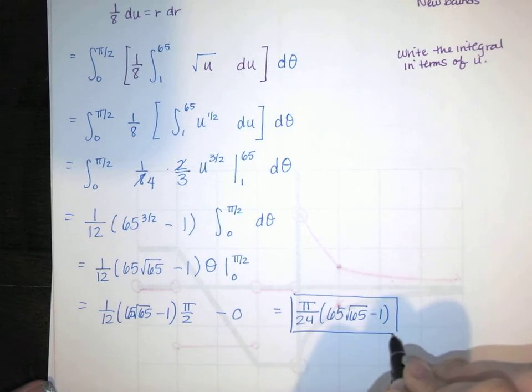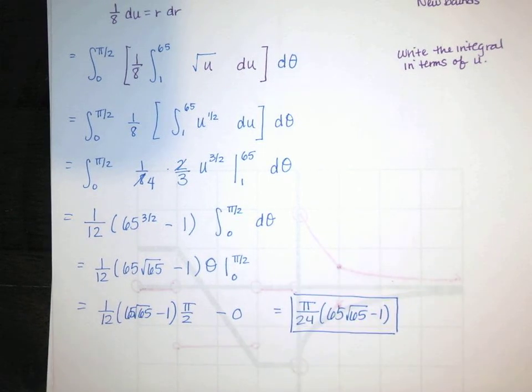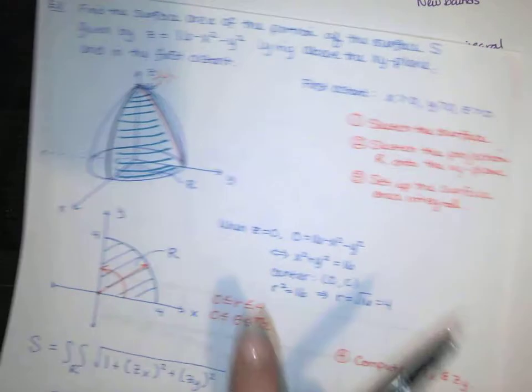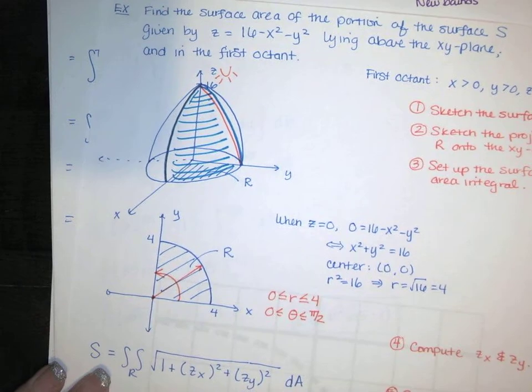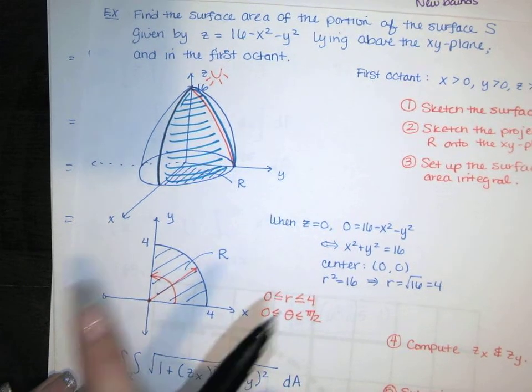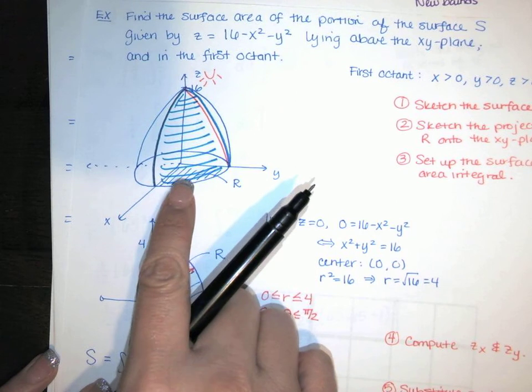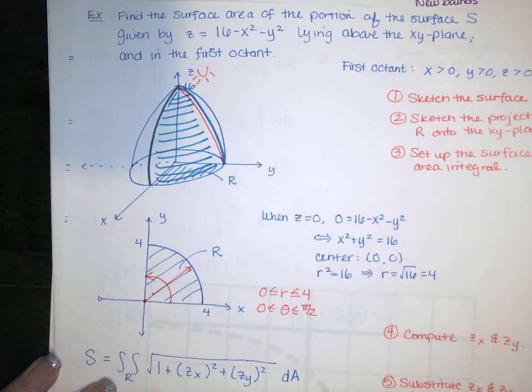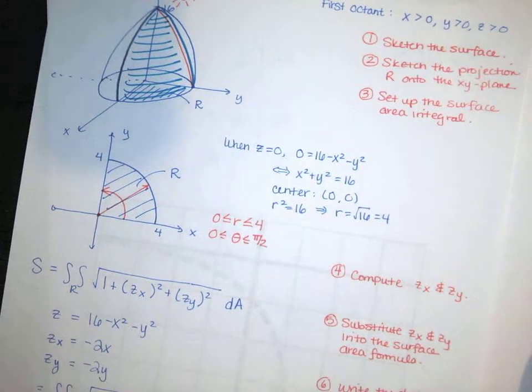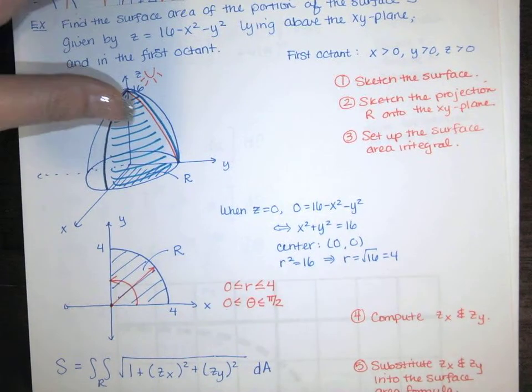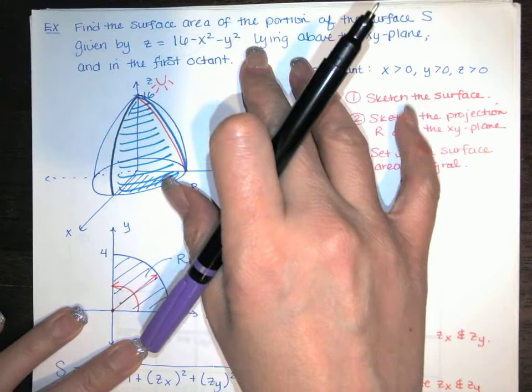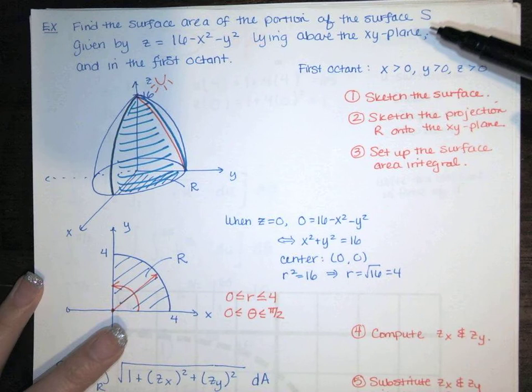And if you're saying to yourself, what was that again? It was this. It was this area, the surface area of the elliptic paraboloid that's lying above this region R in the first octant. Okay, so let me go through the process again with you. We were given this problem statement. They did not give us R.